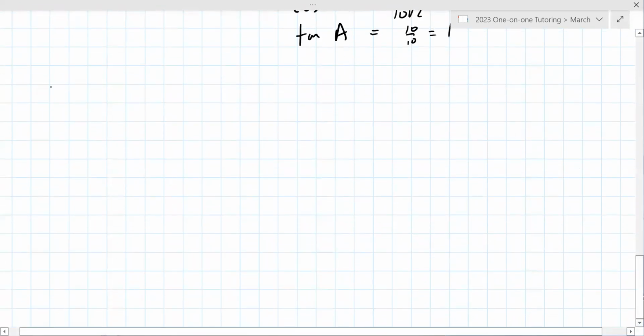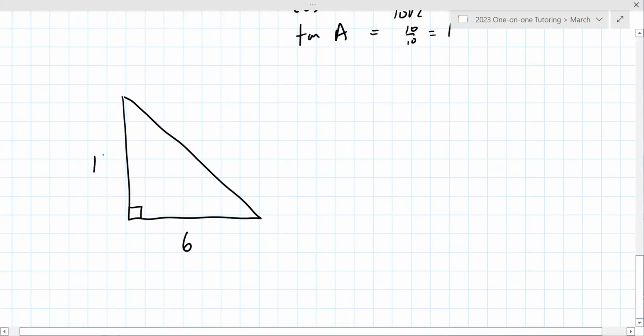Okay. Let's have you try one more here before we move on to the actual special triangles. Let's say it's 6, 10, and let's call this A. So I want 3 values: the sine of A, cosine of A, and the tangent of A.